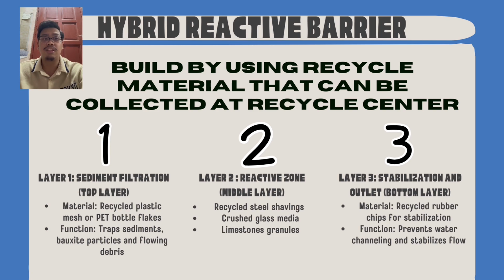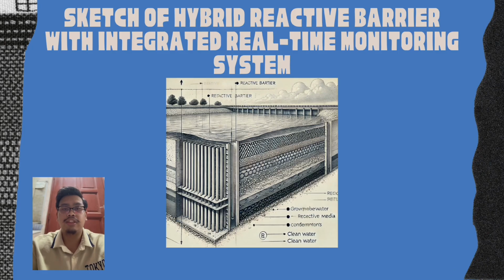The third layer is stabilization and outlet. Recycled rubber chips are used here to stabilize the water flow, prevent channeling, and improve overall performance. It also prioritizes eco-friendliness by utilizing recycled materials sourced from local recycling centers. It also addresses various pollution challenges from sediment control to heavy metal removal. So this is our sketch of the reactive barrier.